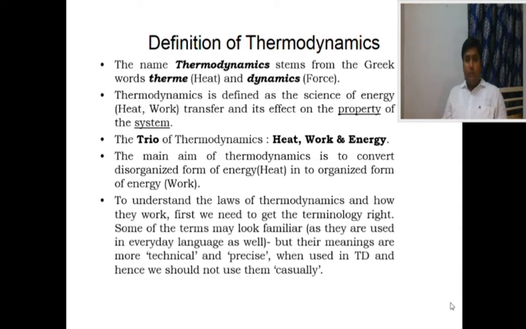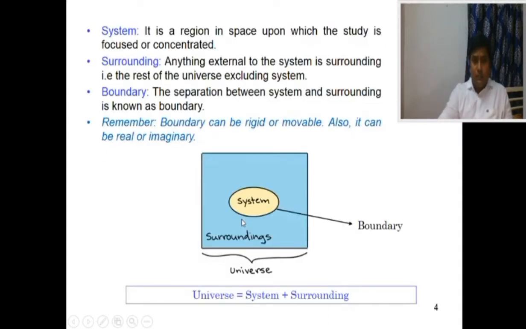Now we will try to understand some of the basic terms and terminology that we will use more frequently in thermodynamics, which have some technical and precise meaning. In the definition, you can see I have marked two words, property and system. They have a technical meaning in thermodynamics. We will try to understand one by one what they are.